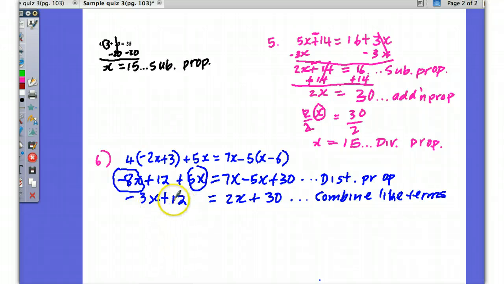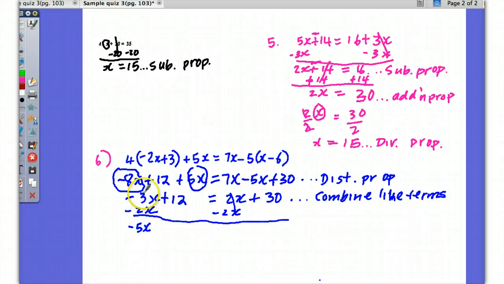Couple more steps. Got a variable on the left, and here a variable on the right, namely 2x. And in order to have the variables on one side, I'm going to subtract 2x from the left and from the right. When I do, this gives me a negative 5x, because when I'm adding and the signs are the same, I get a bigger number carrying the same sign. Plus 12 equals 30.